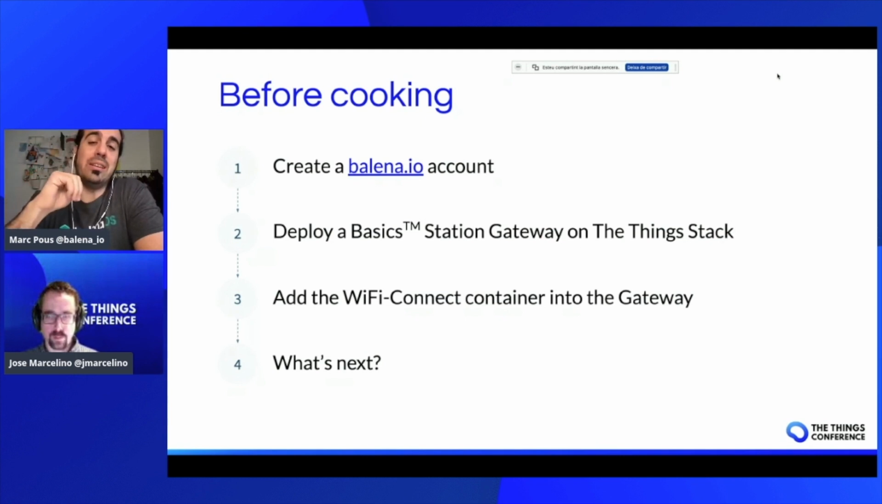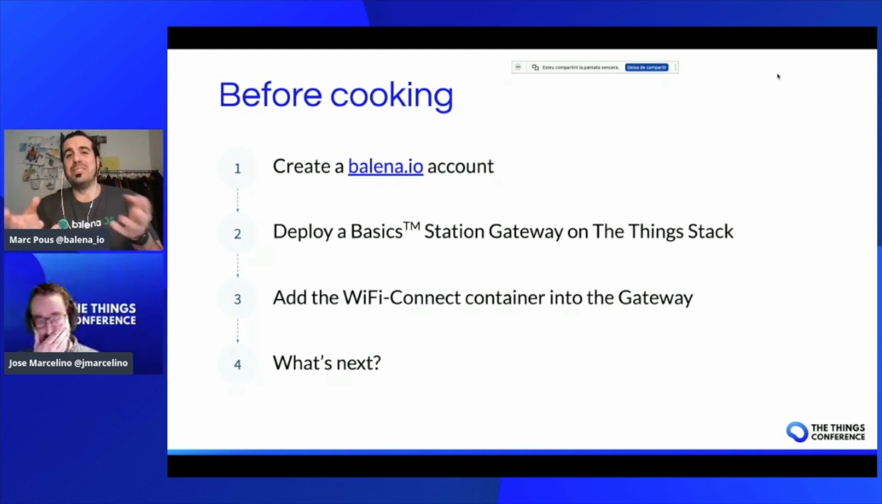Third, we will add a container to this gateway, which for me is very useful, because we are going to add more features to the gateways. We have shown in the past how to build a LoRa gateway, but with Balena, because it works with containers, it's very easy to give it other features. So we are going to show something simple: how to add a container called WiFi Connect to the gateway.